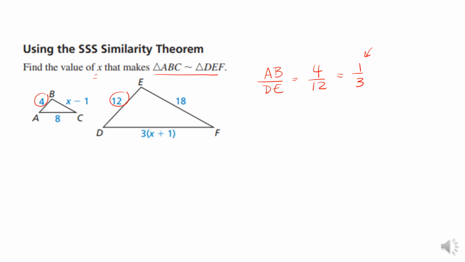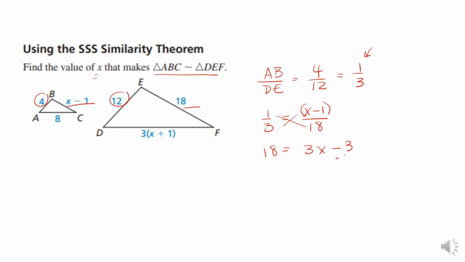So now I'm going to use that to solve for the other side. The next one I'm going to do is this one. So I get 1/3 equals (x minus 1) over 18. Cross multiply, I get 18 equals, don't forget your parentheses, and I'm going to distribute, 3x minus 3.